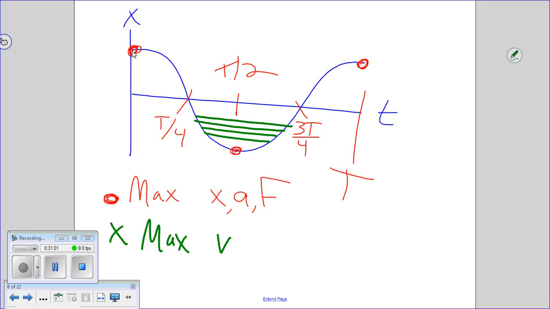Oh, maybe I shouldn't use an X, right? Because you're going to think that means X as in position. How about if we use a green circle? We can just do a green dot. There we go. All right, so where's the maximum velocity?